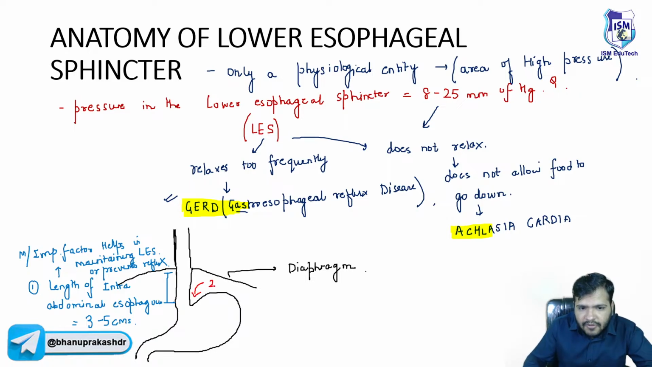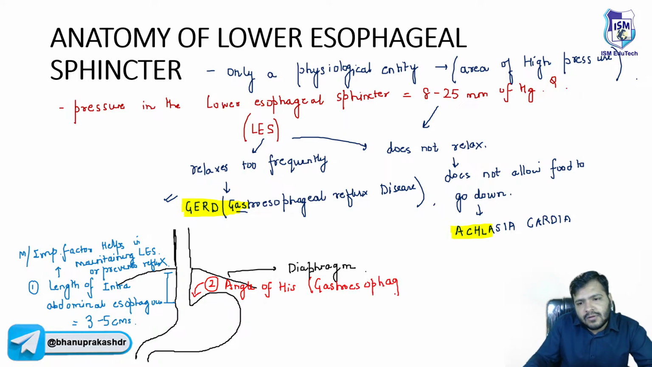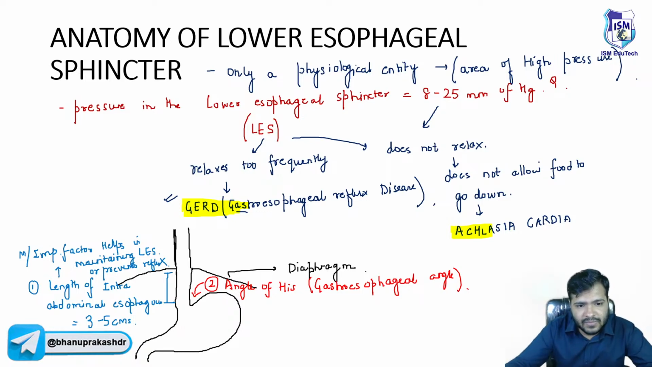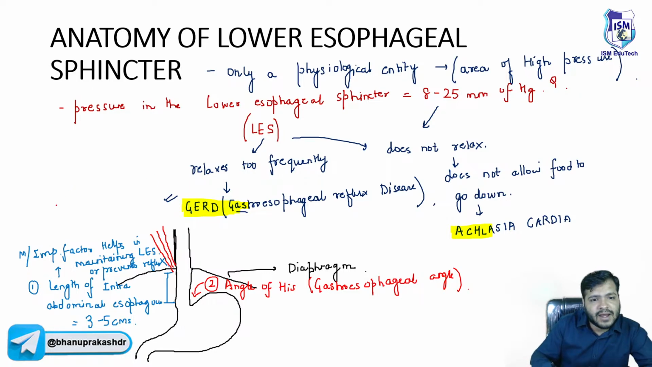This is the angle of His. It is also called the gastroesophageal angle. The narrowing of this angle, the acuteness of this angle, will actually prevent reflux. This is the second most important factor. The third factor that you have to remember, I don't have space down, so I'm writing it over here.